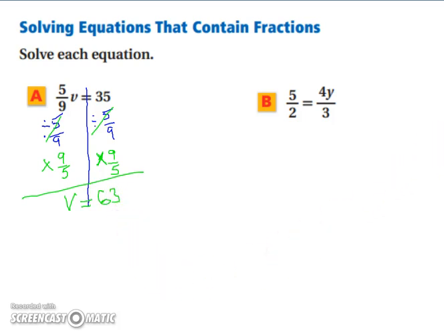Let's double check our work. We have 5/9 times 63. Does that in fact equal 35? Yes, it does, so we're good to go. Try this next one on your own.